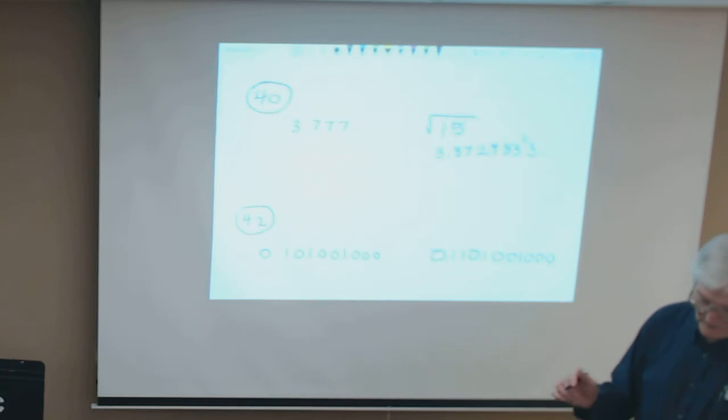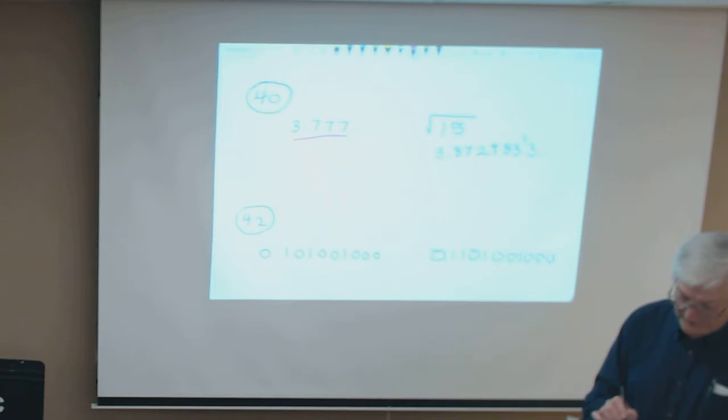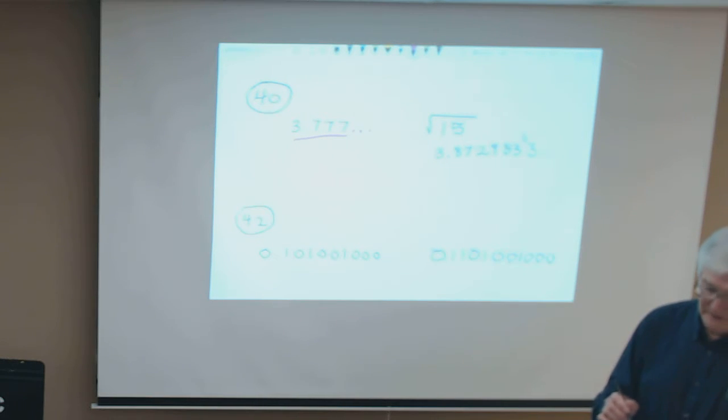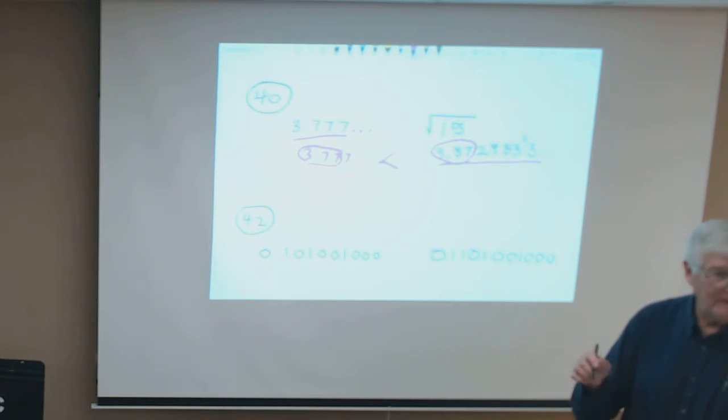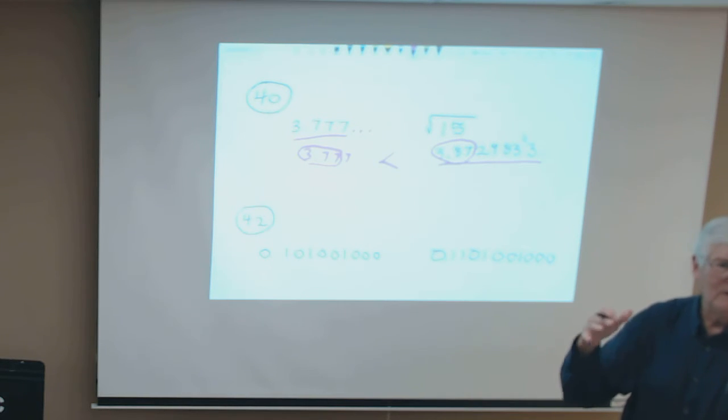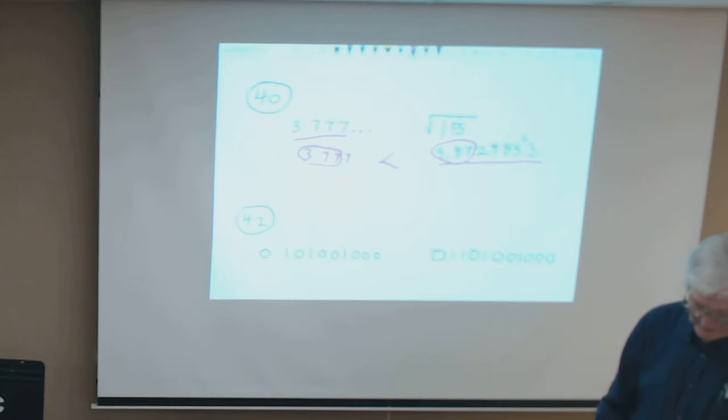Number 40. 3.777... Don't forget those dots. Be sure and notice them there. And the square root of 15. Well, punch in 15, hit the square root sign, and this is what you get. So, which is greater? 3.777 is less than, greater than, or equal to 3.87? Less than. See how I just look far enough? I just go down far enough to see which one's going to be greater or lesser.